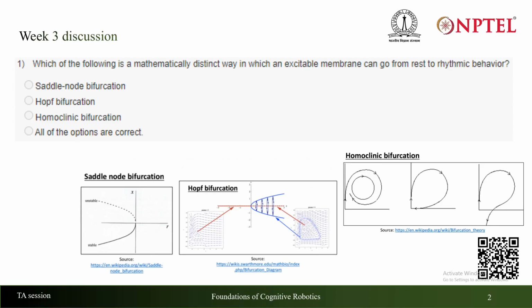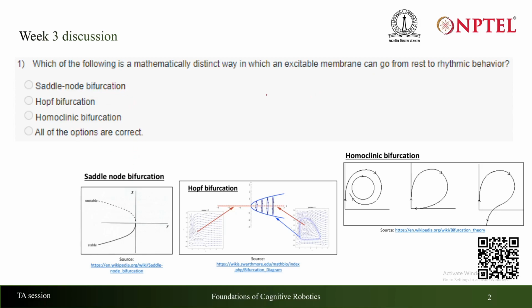Okay, so let us begin. Coming to the first question for week 3's assignment: which of the following is a mathematically distinct way in which an excitable membrane can go from rest to rhythmic behavior? A membrane goes from rest to rhythmic behavior on slight perturbations, so it leads to the phenomenon called bifurcation.